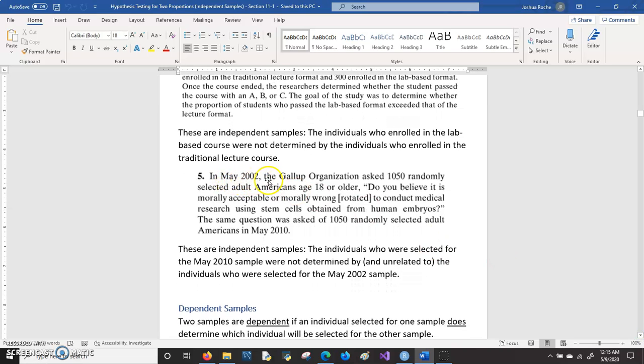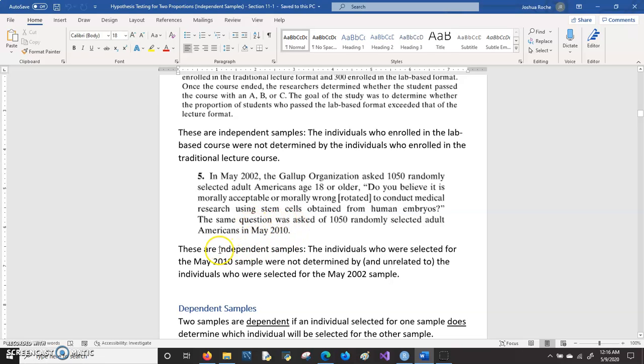In May 2002, the Gallup organization asked 1,050 randomly selected adult Americans aged 18 or older, do you believe it is morally acceptable or morally wrong to conduct medical research using stem cells obtained from human embryos? And then they asked that same question of another 1,050 randomly selected adult Americans in May 2010. So here there are two samples, a sample from May 2002 and then another different sample from May 2010.